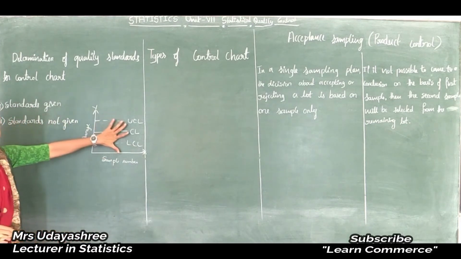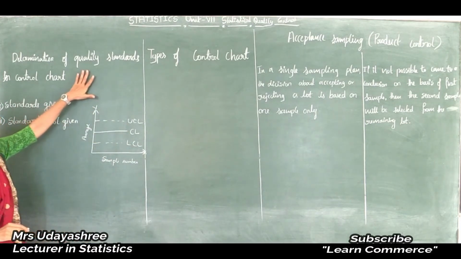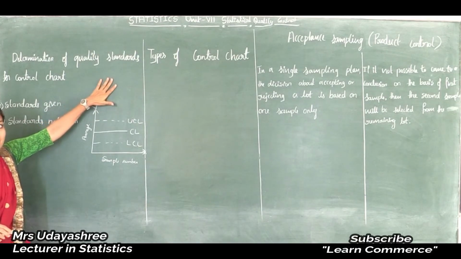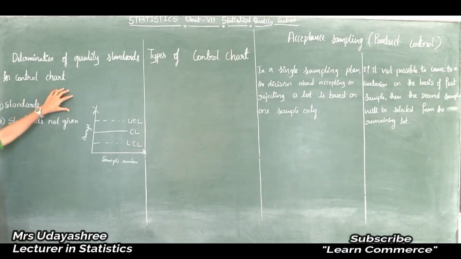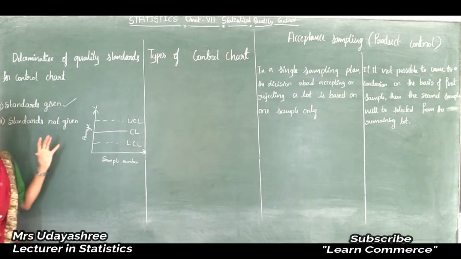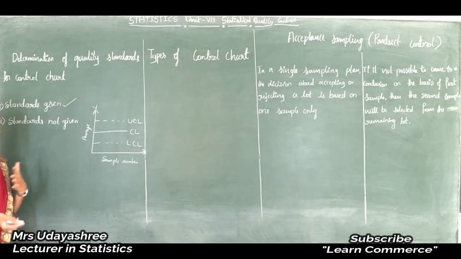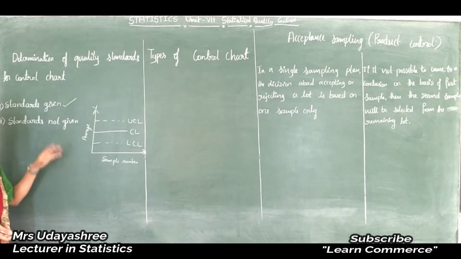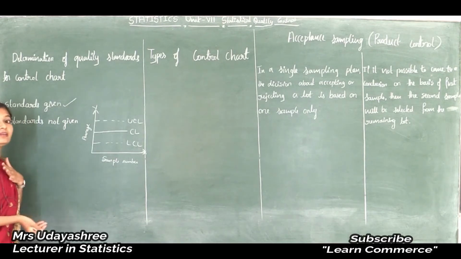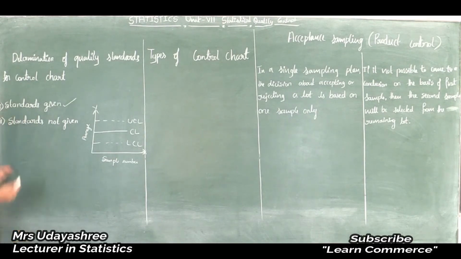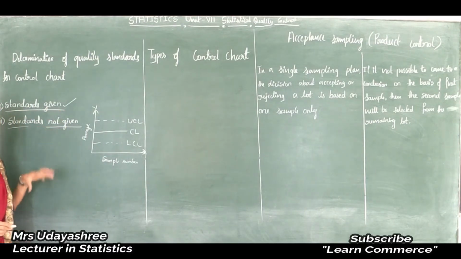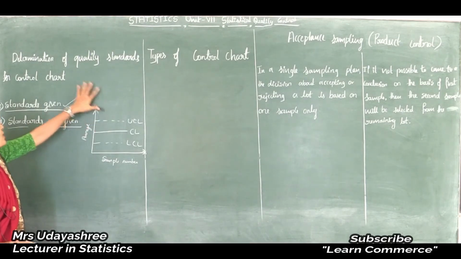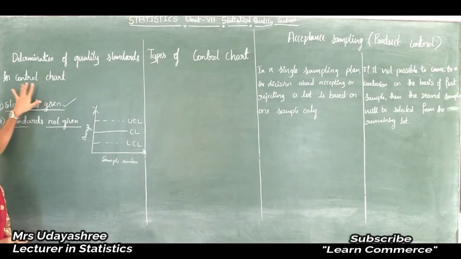To draw a control chart, we need parameters of quality standards. Sometimes parameters are available from past experience or past production process. That is known as standards given. And sometimes parameters are not available. In that case we need to estimate parameters from the production process at regular intervals. That is known as standards not given. Standards given and standards not given we already discussed in the previous class. Okay, this is all about determination of quality standards for control chart.